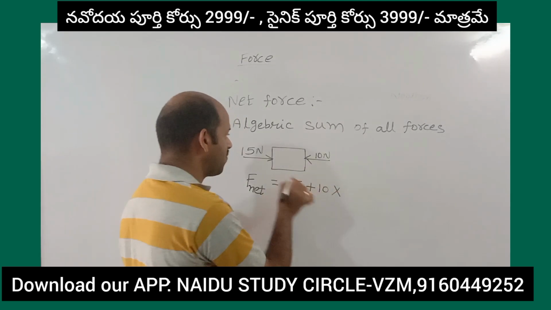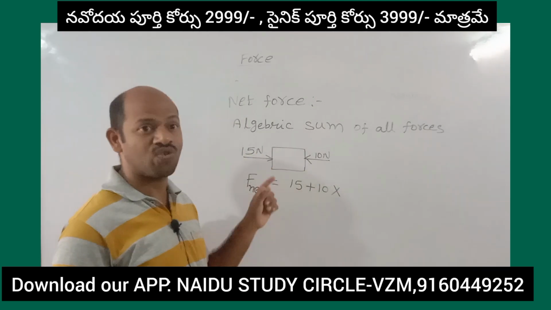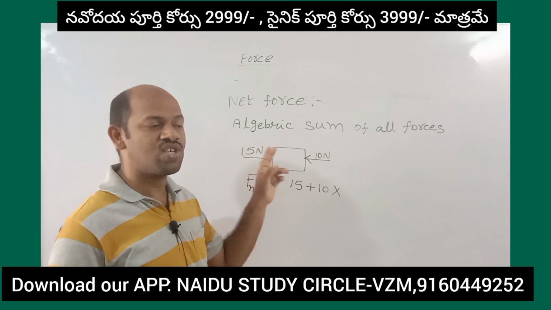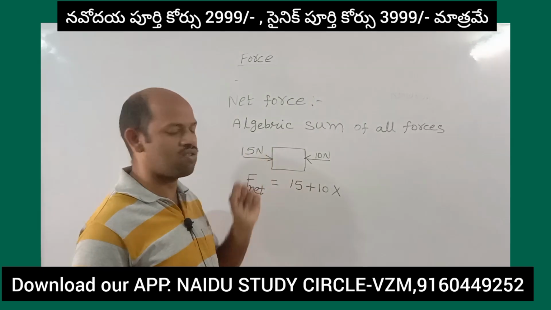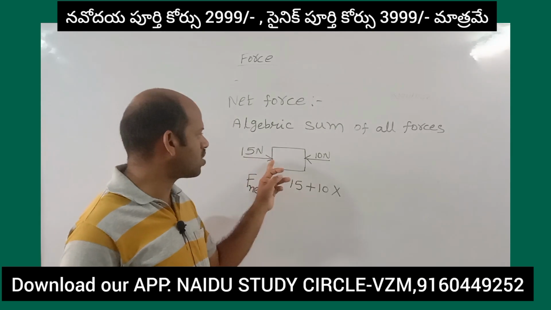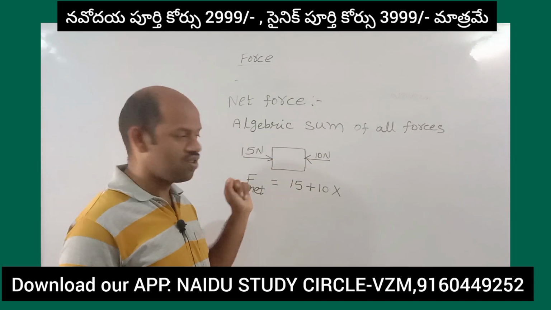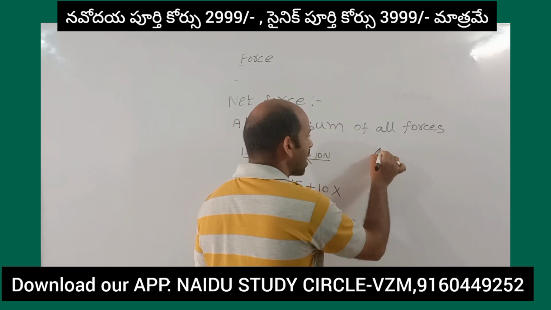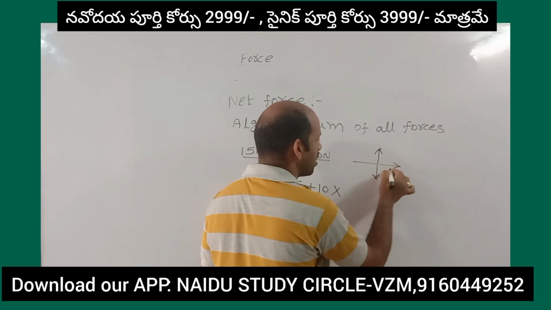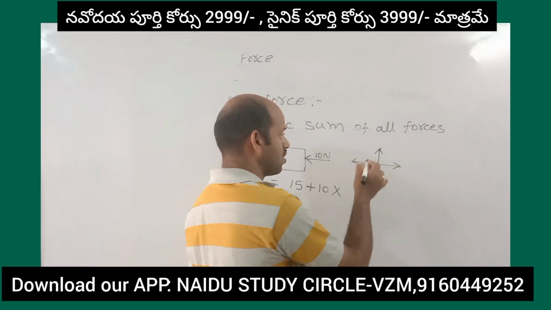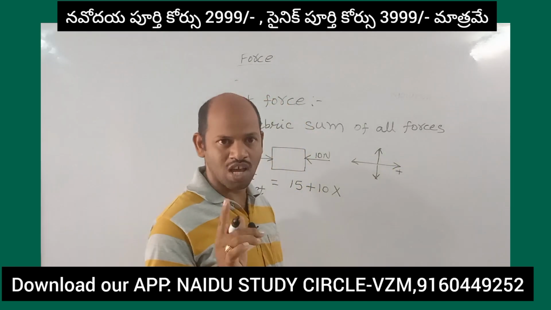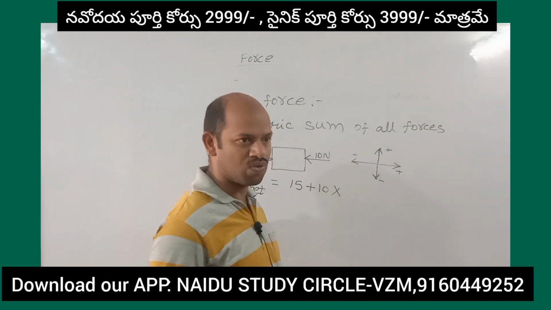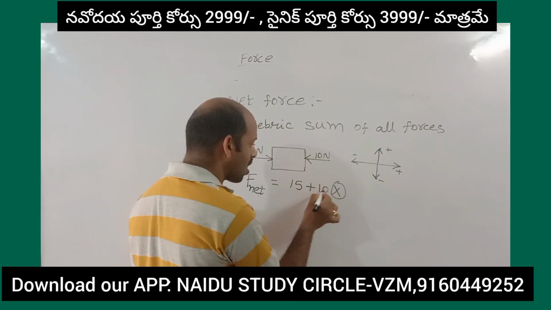Why? Because the 15 newton and 10 newton forces are not acting in the same direction. We just discussed that force is a vector quantity. It possesses magnitude and direction. Here 15 newton is towards right, 10 newton is towards left. Both are not in the same direction. The force acting towards the right side is considered positive. Left side is negative. Upward is positive, downward is negative. So if you do the problem like this, the answer is wrong.